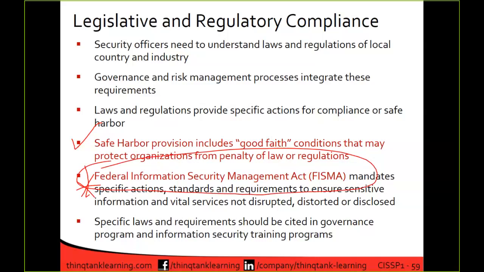Anyway, all that being said, specific laws and requirements have to be cited in governance programs, and of course individuals that are responsible for maintaining that security need to be trained, and you need to be able to identify those training requirements and make sure that you're complying with them.